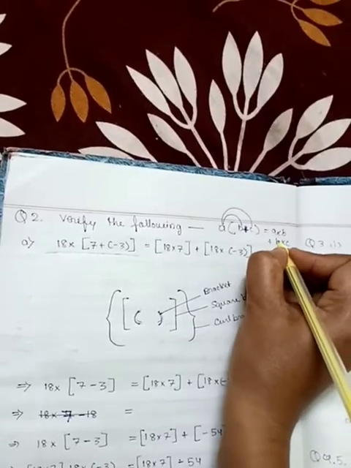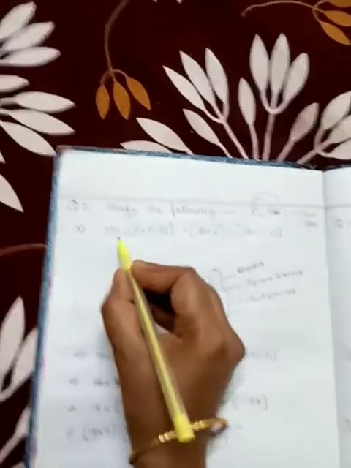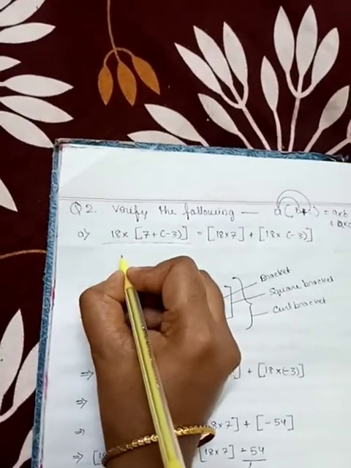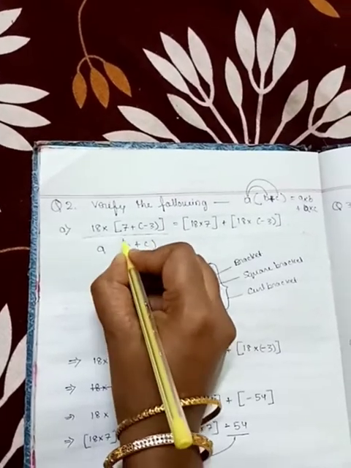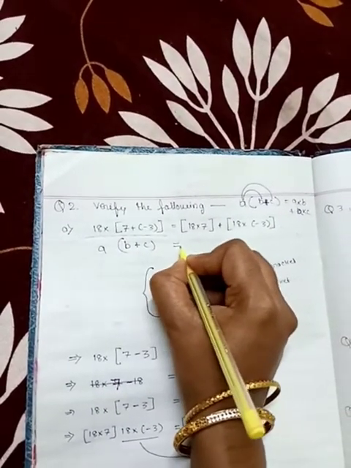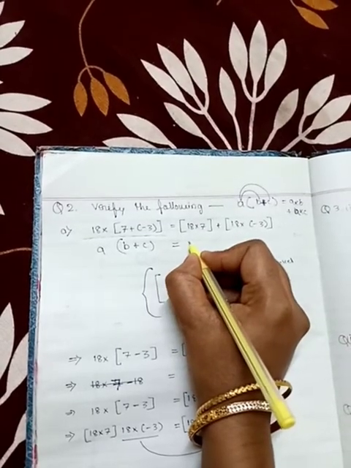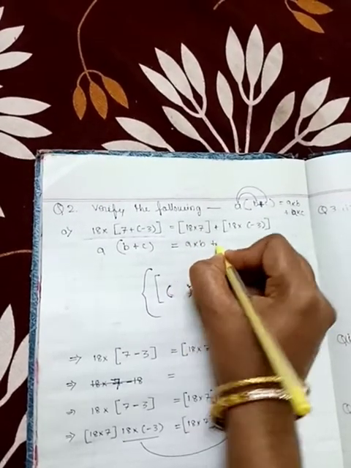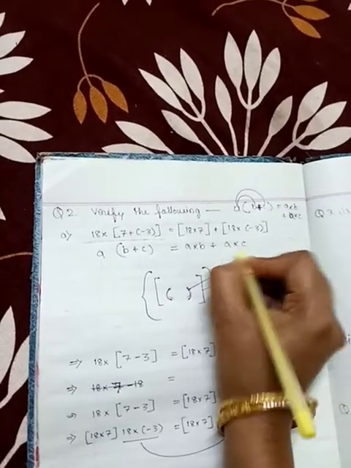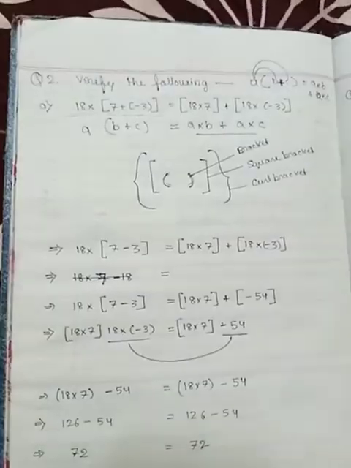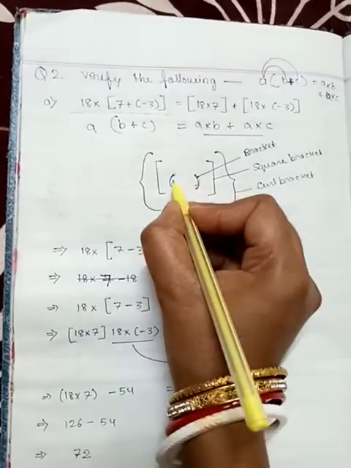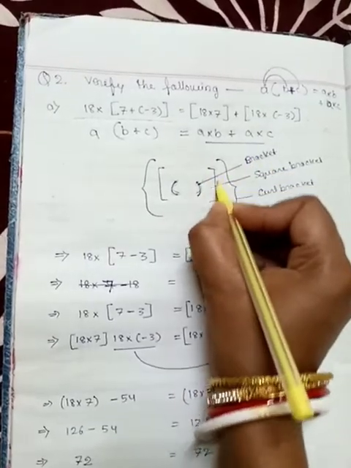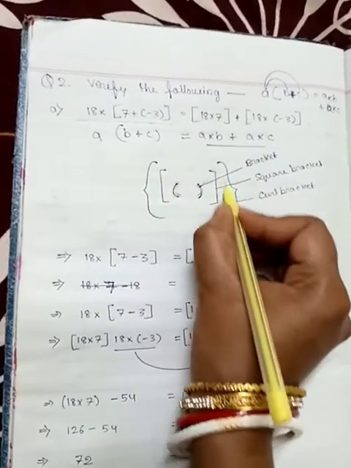Understood? This one is the A into C. Similarly, you just see here, 18 is the A and this one is the B plus C. So what the question is, A into B plus A into C. Okay. So to understand the values of these brackets, you just see here, this is the bracket, that one is the square bracket and that is curl bracket.